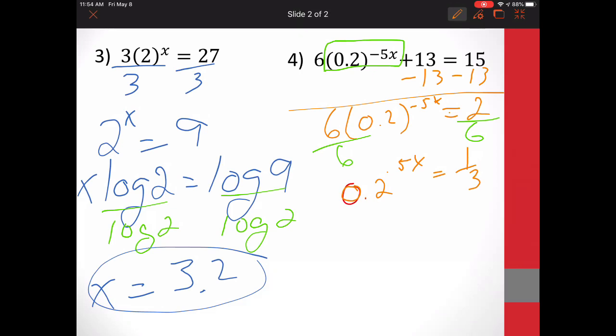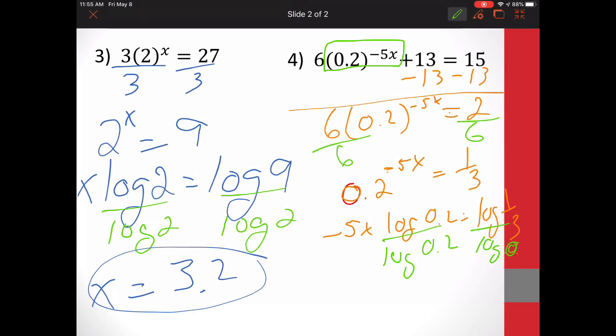Now we're going to have to apply log to both sides, moving this negative 5x to the outside. So negative 5x log of 0.2 equals log of 1/3. Then we divide by log of 0.2.